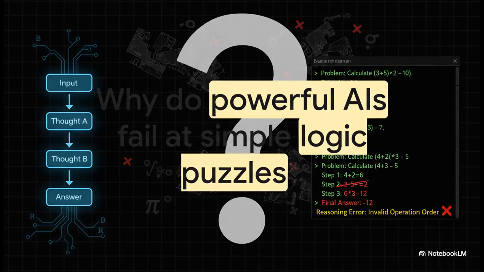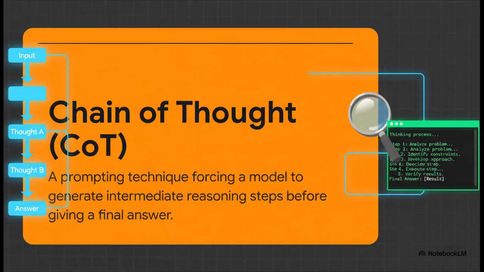So let's start with a problem I'm sure we've all run into. You take a state-of-the-art model, you give it what seems like a pretty simple multi-step problem, and it rushes to an answer, sounds incredibly confident, and is just flat out wrong. Now, this isn't a failure of what the model knows, it's a failure of its reasoning process. The solution to this is actually surprisingly elegant. It's called chain of thought, or COT for short.